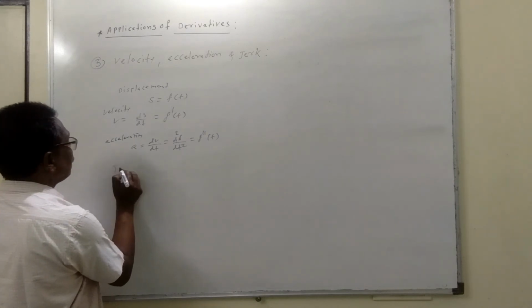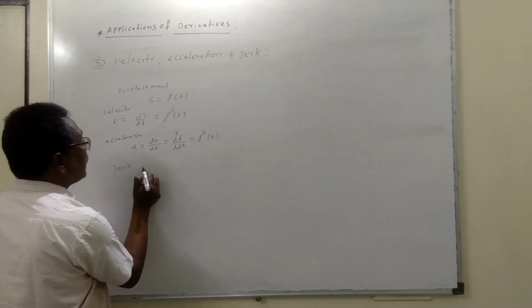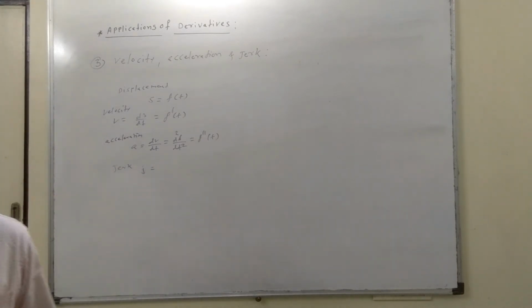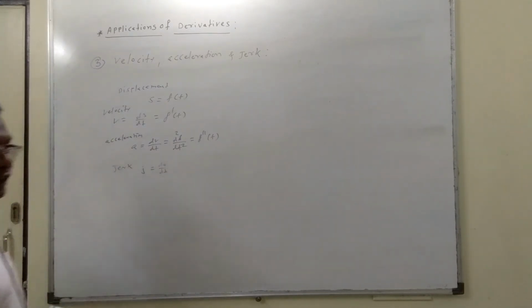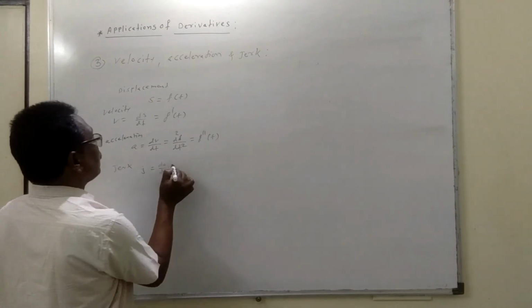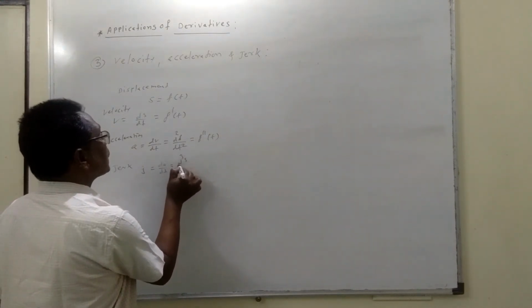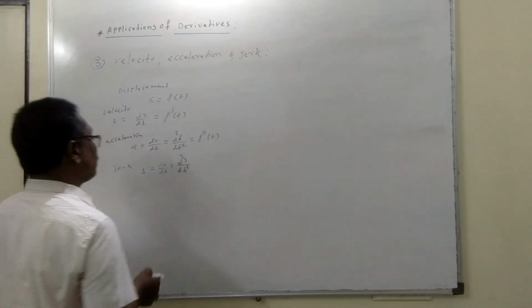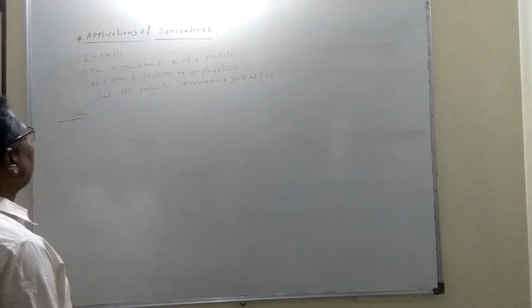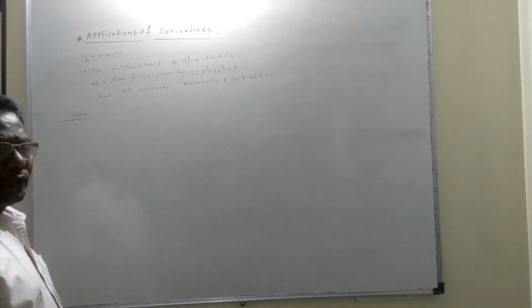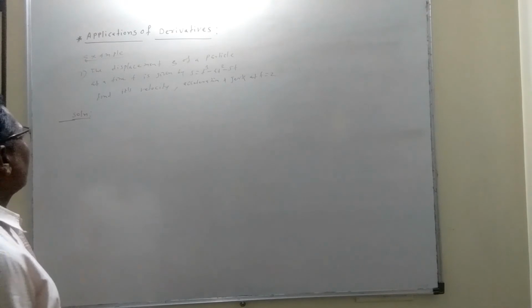Now jerk, denoted by small j, is equal to dA upon dt. That is the rate of change of acceleration is called the jerk, or that is equal to d cube s upon dt cube. So we'll take an example for this application of the derivative, that is velocity, acceleration and jerk.